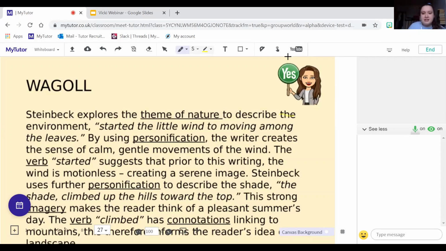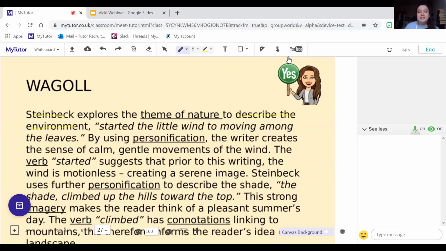So I'm just saying he describes the environment. I'm also using his name, rather than saying the author or the writer. I do use those later on, just to give it a bit of variety. But if you use the name of the author, it shows that you've understood and you've read more into it. I think it's just a nice way of showing off.